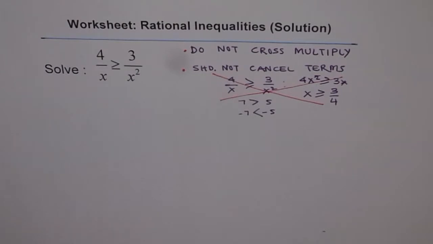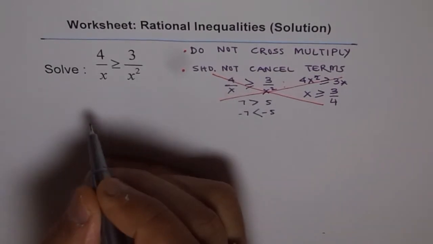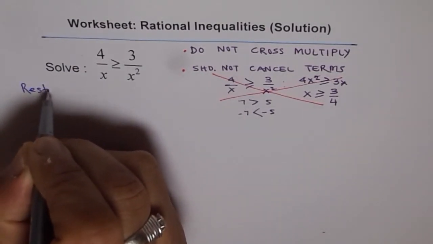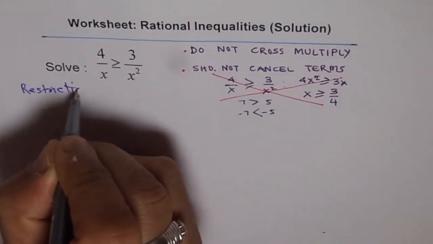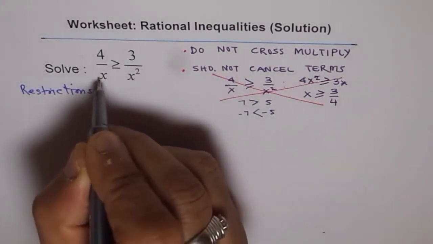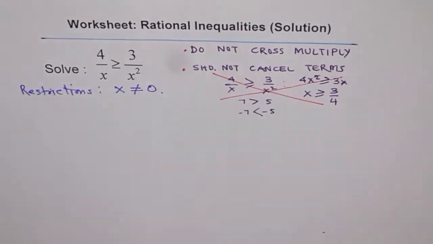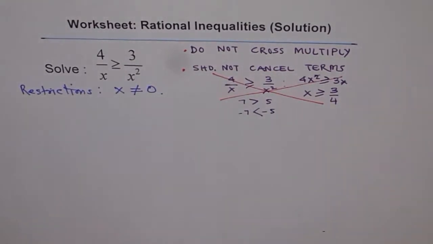Now let's talk about how we should do it, the correct way of doing it rather. The correct way is first write down your restrictions. So what are the restrictions? Here x is in the denominator, therefore x is not equal to 0. It could be anything else, but it is not equal to 0. So that is the first thing.